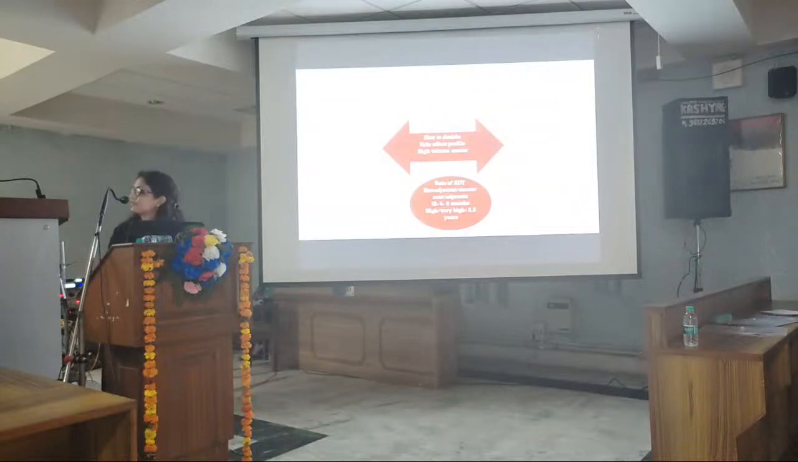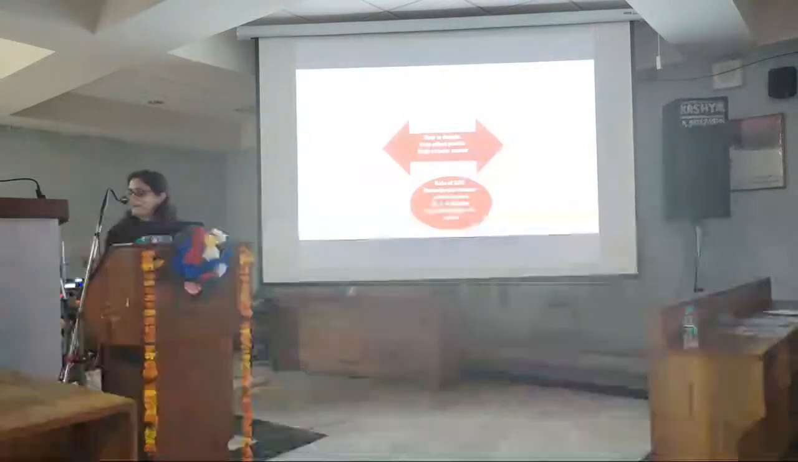ADT is given in all cases of prostate cancer. In low and intermediate grade, we can use it for 4 to 6 months. But usually we get high-grade tumors, locally advanced or metastatic tumors. So in those cases we have to use it for 2 to 3 years.